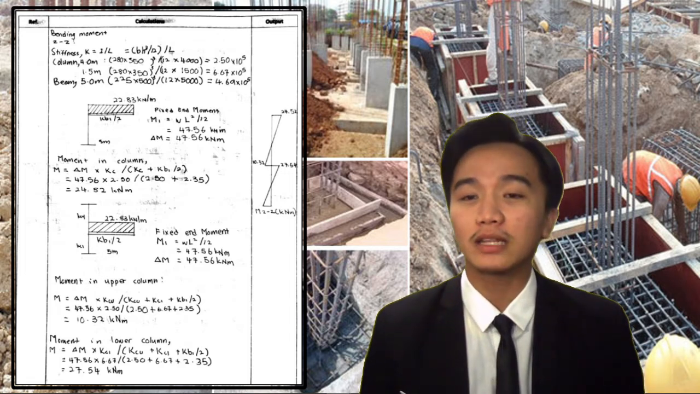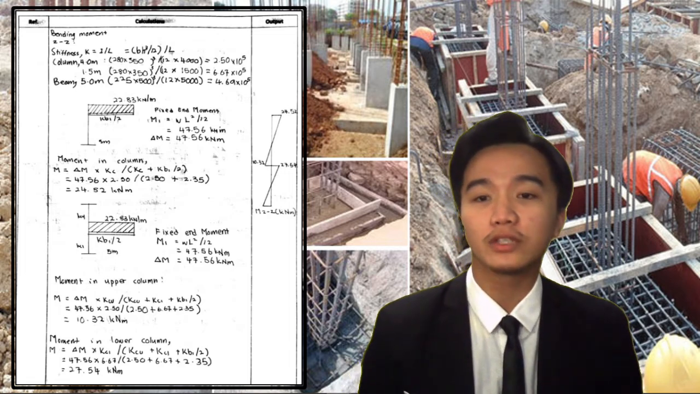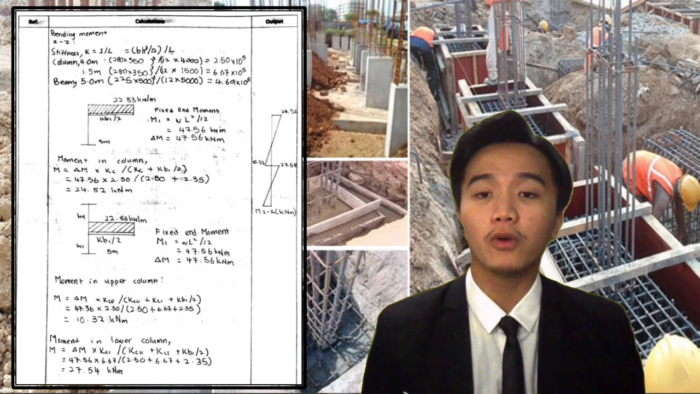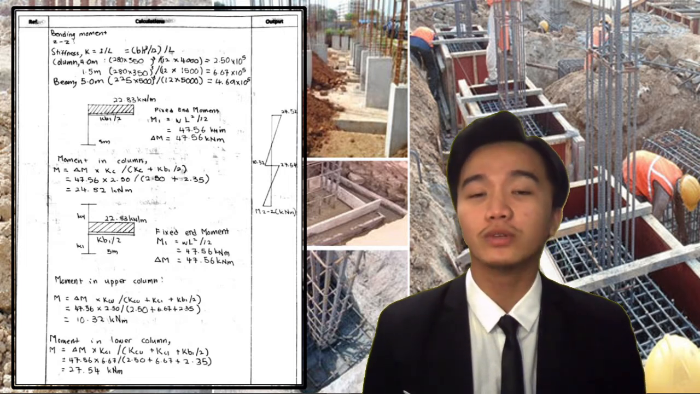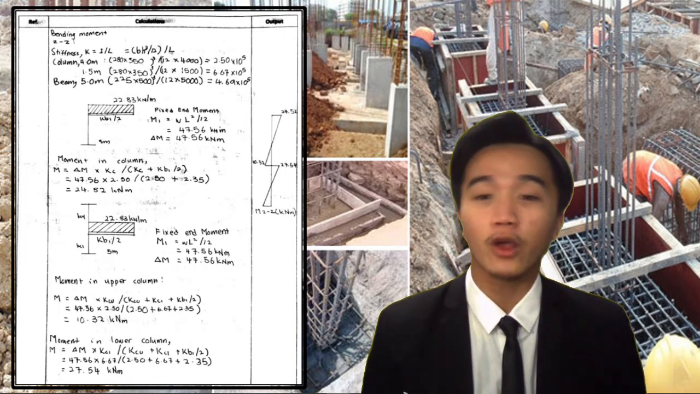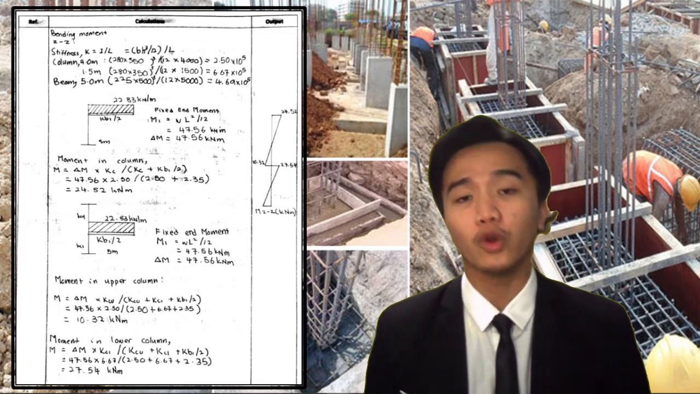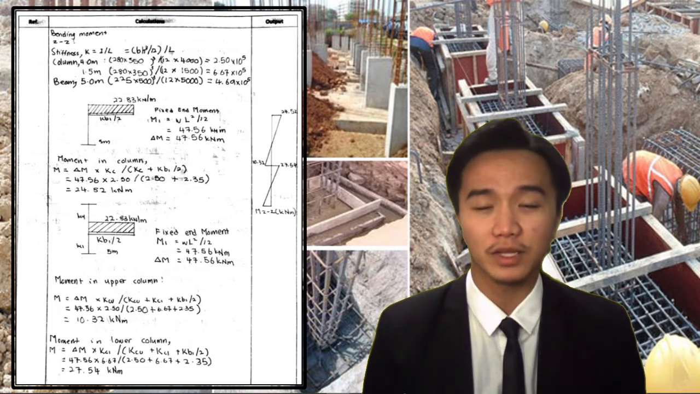And for the moment in column, as you can see here in this slide, our moment in column is 24.52 kN per meter, while for the moment in upper column, we have obtained from our calculation 10.32 kN per meter, and for the moment in lower column, as you can see here, 27.52 kN per meter.